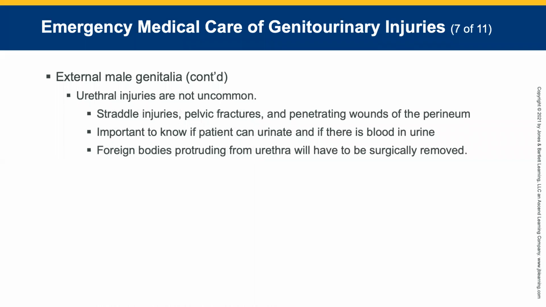Urethra injuries in males are not uncommon. Lacerations of the urethra can result from straddle injuries, pelvic fractures, penetrating wounds of the perineum. It is very important to know if the patient can urinate and if there is blood in the urine. Save any urination for a later examination at the hospital. That's why we have specimen cups on the trucks. If there's any type of foreign body protruding into the urethra, it will have to be surgically removed. It's not my job to do that, so somebody else can do it.